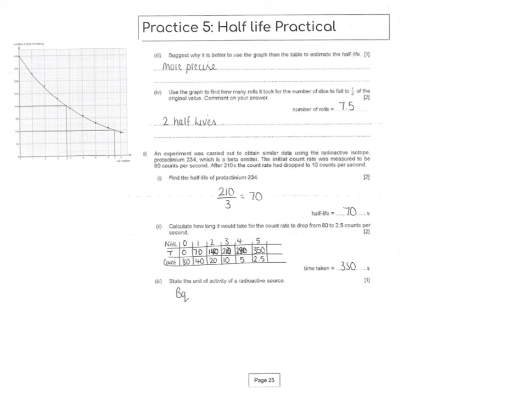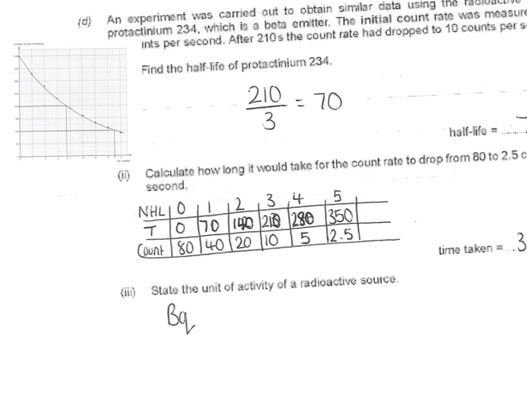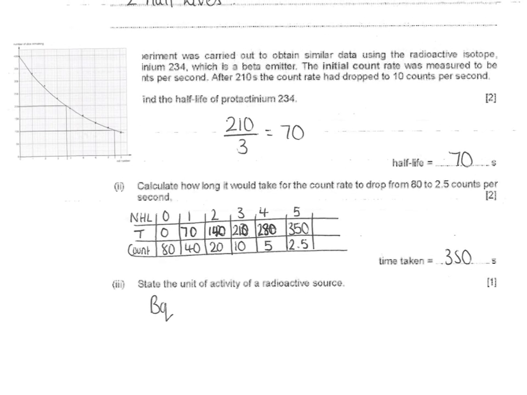Calculate how long it would take for the count rate to drop from 80 to 2.5 counts per second. So using the table, you can see here we've got our number of half-lives, our time, and then our count rate. Okay, so we start at 0 for our number of half-lives and our time, and we know it takes 70 seconds, so I'm going to go up every 70 seconds. So 70, 140, 210, 280, 350. The number of half-lives, 0, 1, 2, 3, 4, 5. We can continue going up, and the count rate has to get to 2.5.